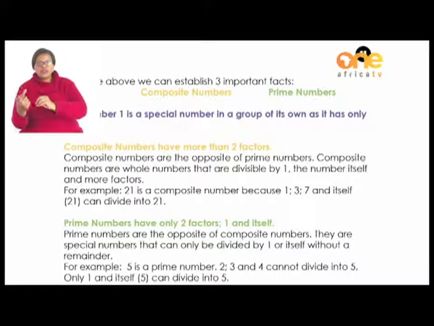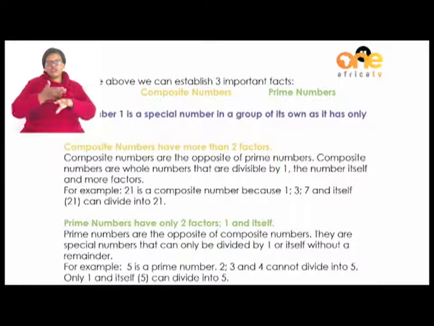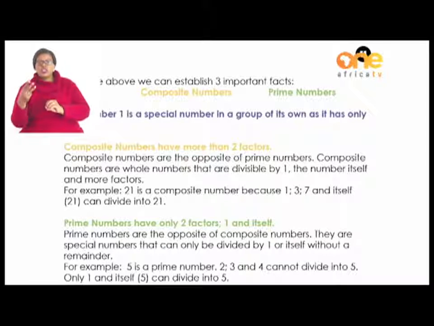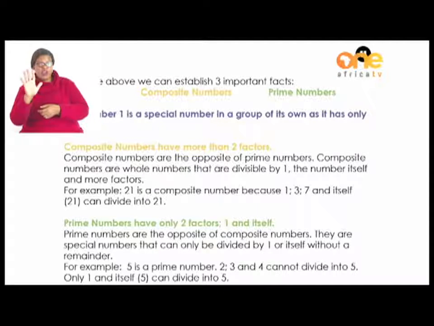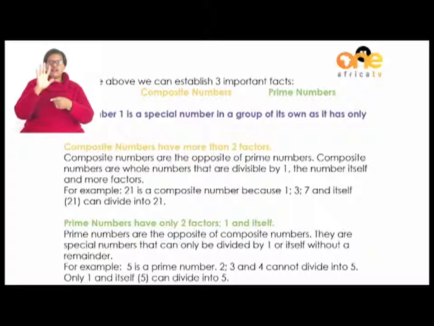For example, 5 is a prime number. 2, 3, and 4 cannot divide into 5. Only 1 and itself can divide into 5. Now let's quickly go back to page 10.